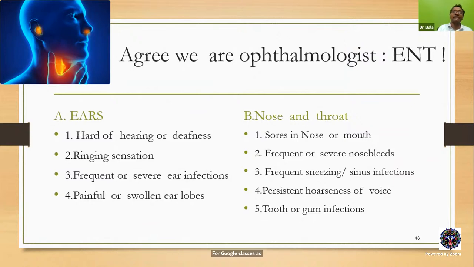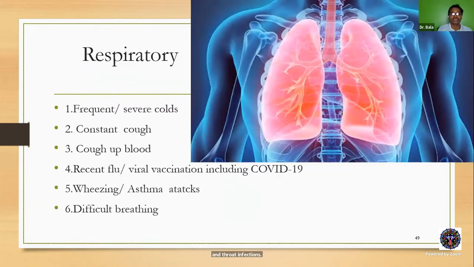Persistent hoarseness of the voice could indicate cranial nerve involvement in sarcoidosis or other CNS-associated uveitic entities which you have described. Tooth or gum infections are relevant when we are suspecting endogenous endophthalmitis. All these ear, nose and throat infections are very pertinent when we deal with ocular conditions as well.